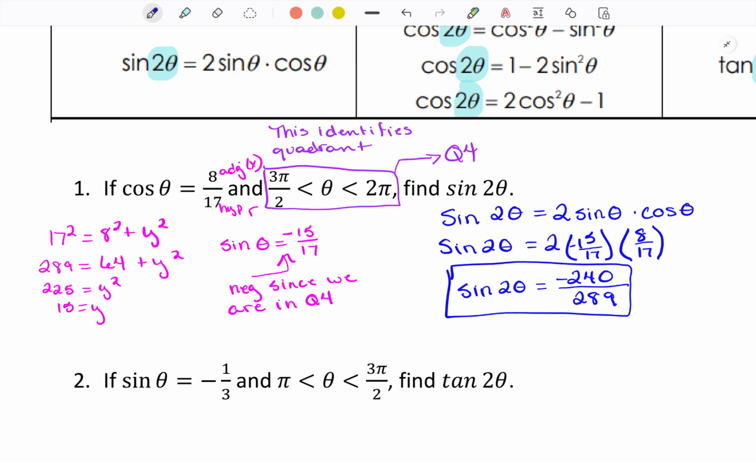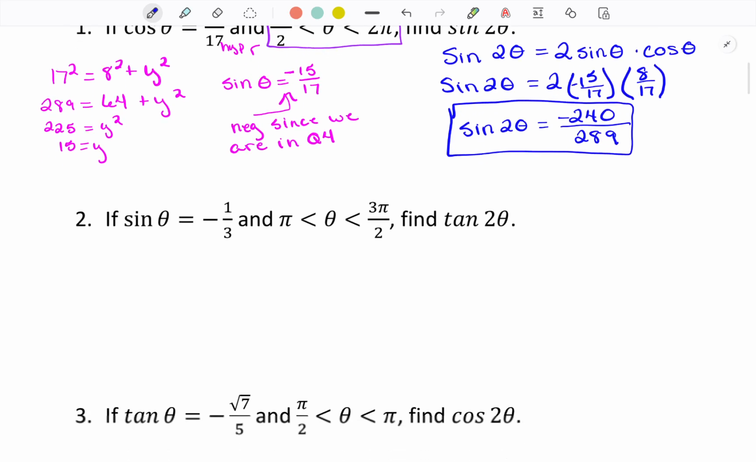And of course, this will not simplify, and it is definitely a weird decimal that is not going to fall on your unit circle.